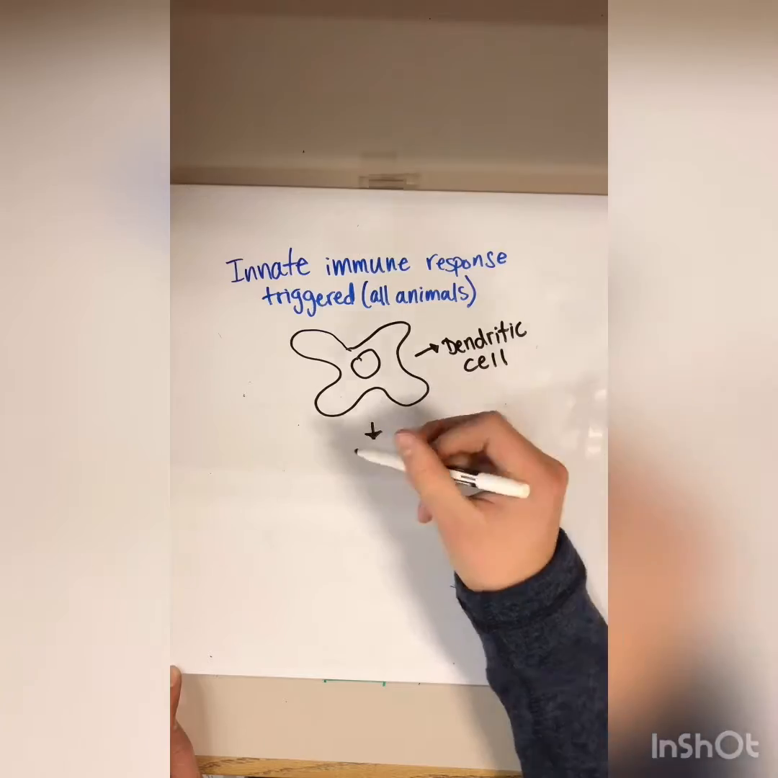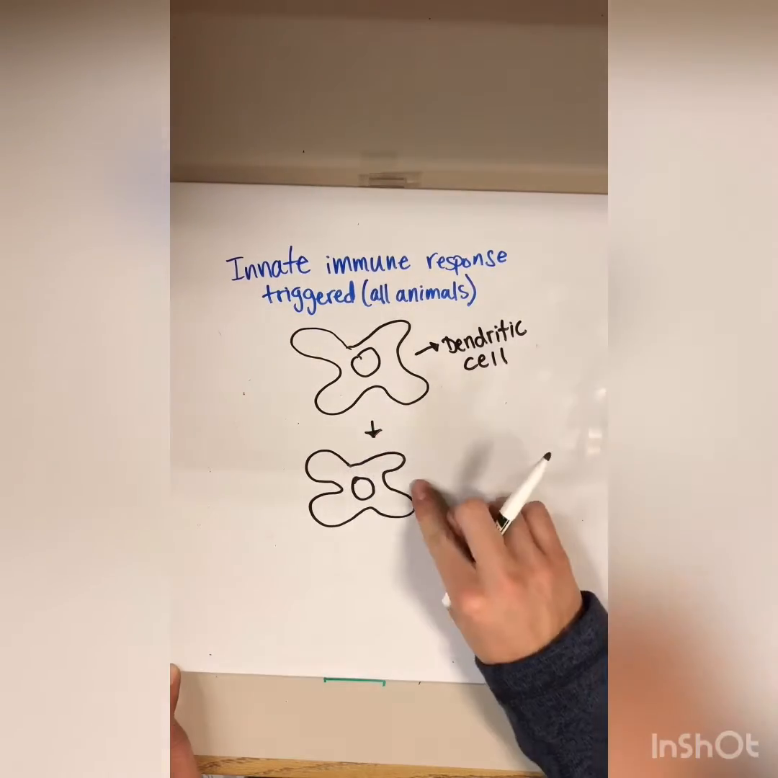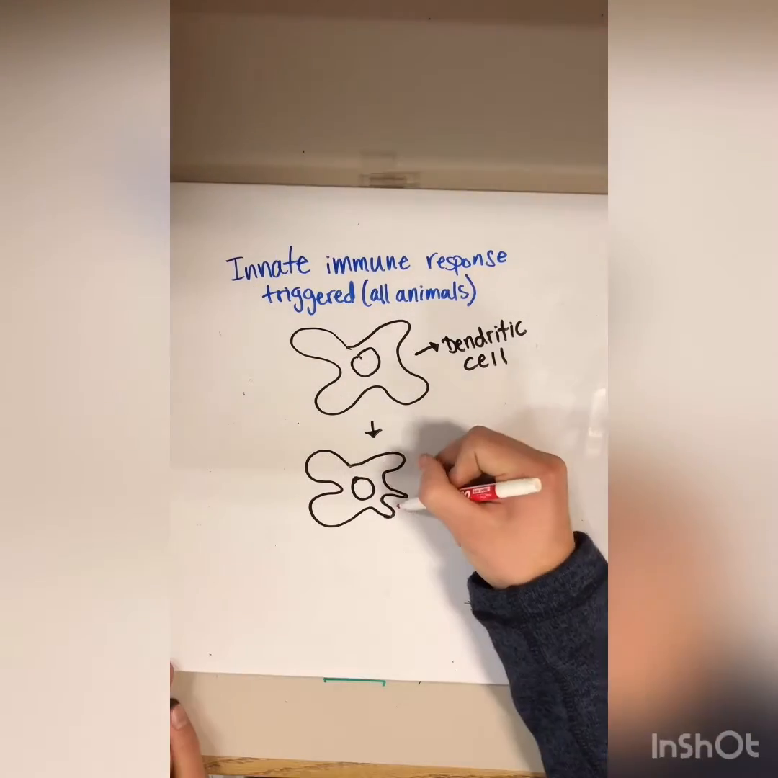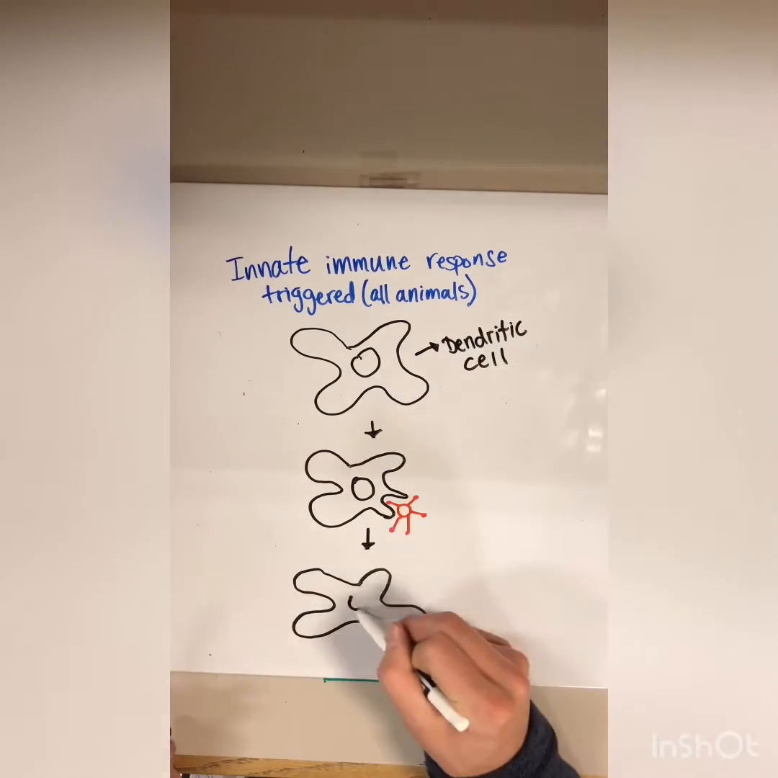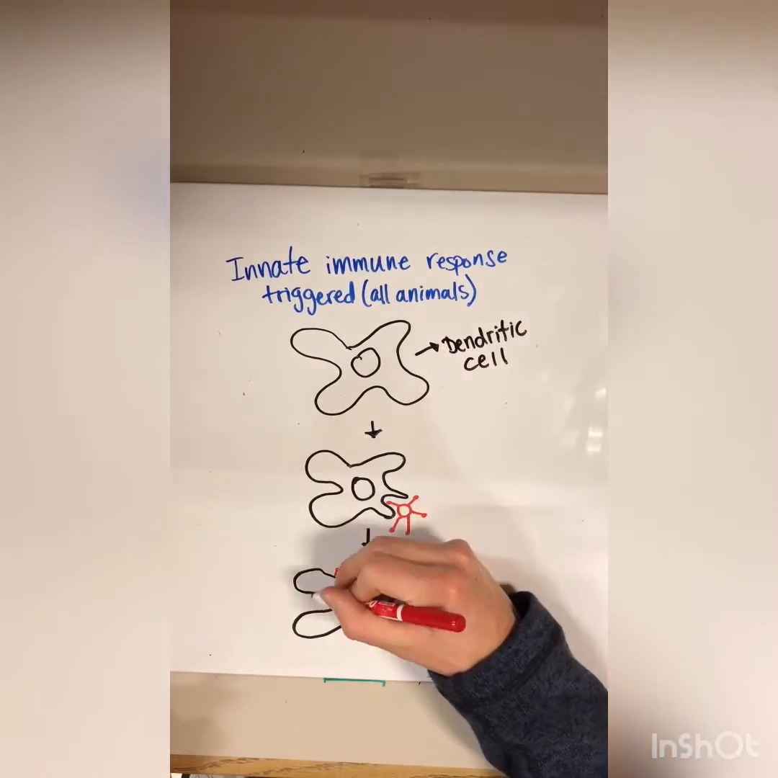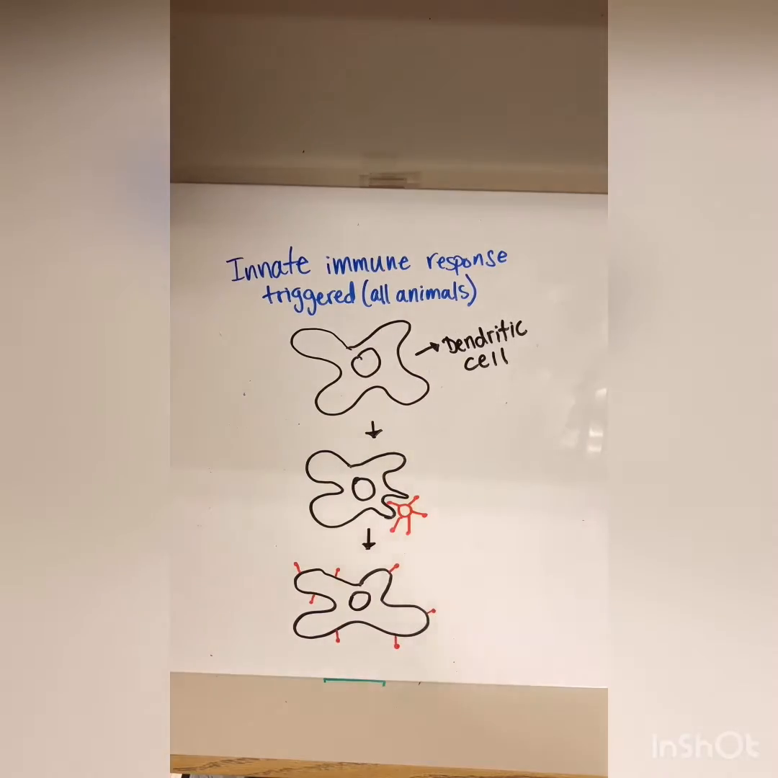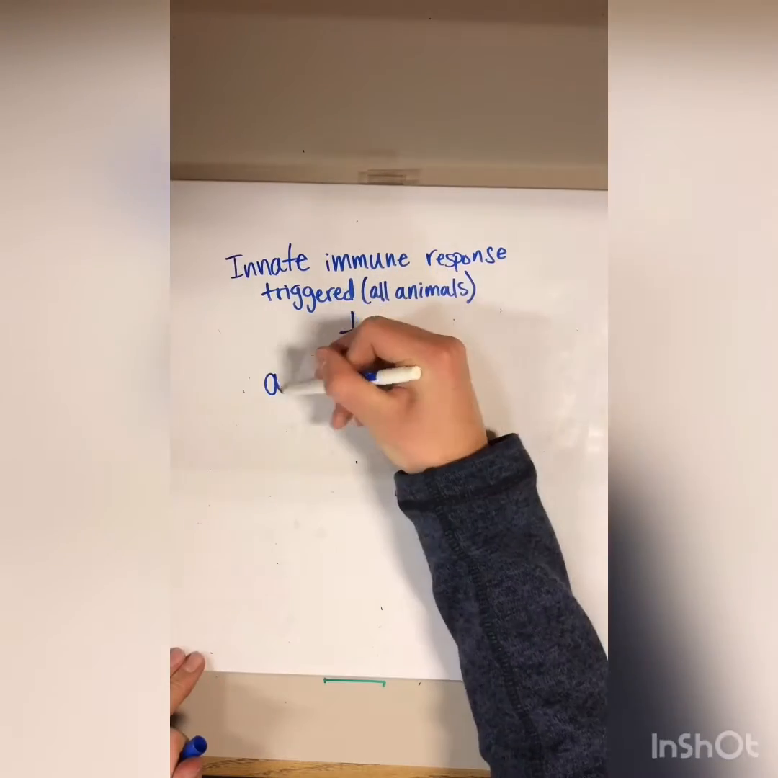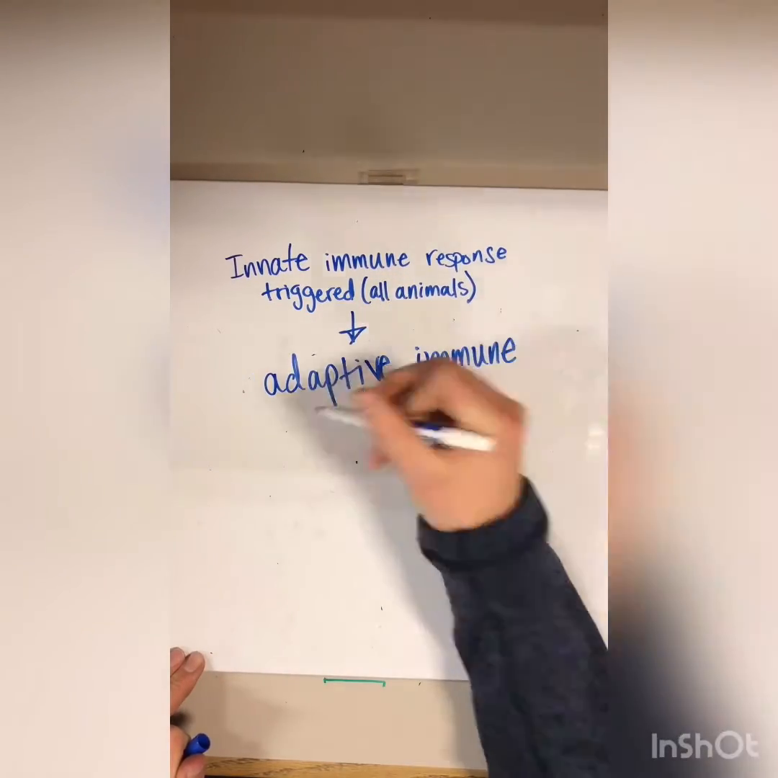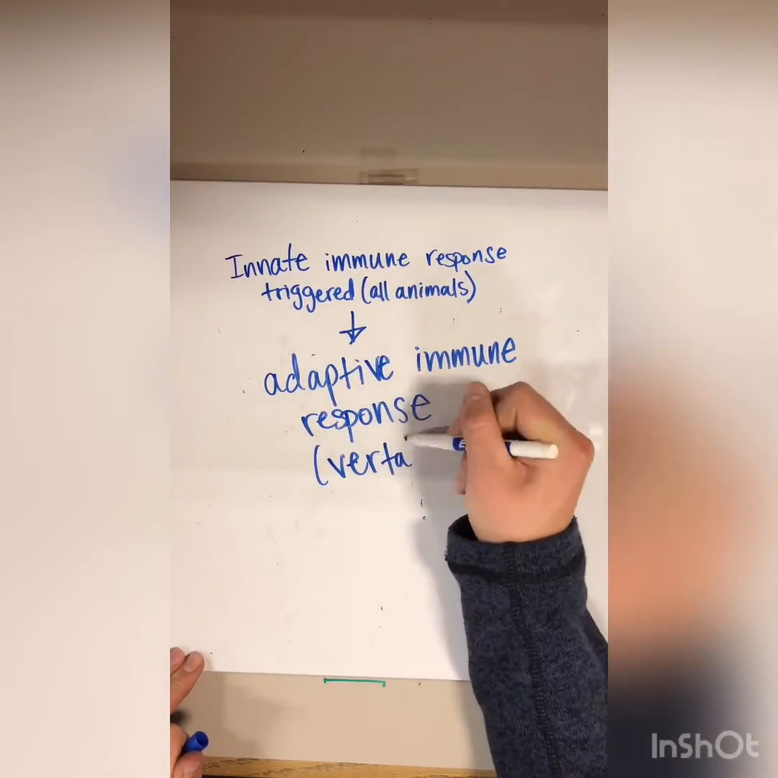And another really cool cell of the innate immune system is the dendritic cell. Dendritic cells will also engulf invading cells, but they will actually present their antigens to cells such as T cells, which leads us right into the adaptive immune response, in which information flows from dendritic cells to T cells to B cells and further.